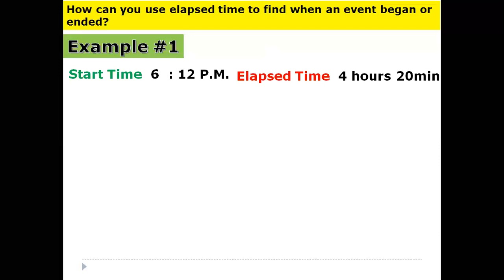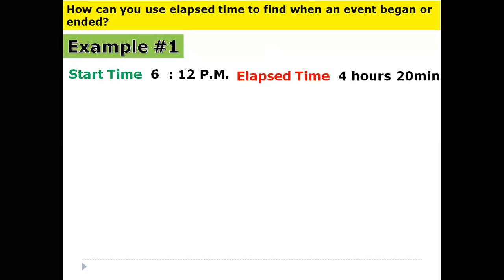So here you have the starting time is 6:12 p.m. That event's elapsed time is 4 hours 20 minutes, which means it lasted 4 hours 20 minutes. At what time will it finish? If you started at 6:12 p.m. and lasted 4 hours 20 minutes, what time do you think this event finished?